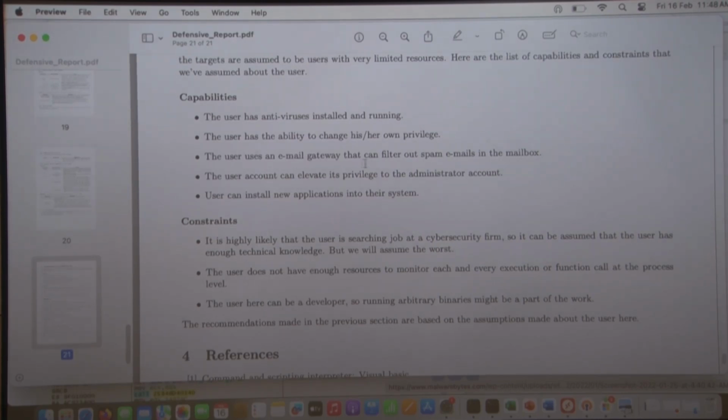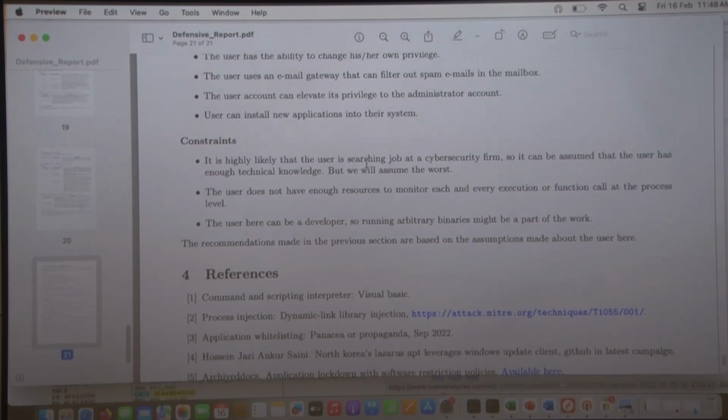The user may be using some email gateway to filter out spam emails. Similarly, we can make assumptions about constraints in the victim environment, like the user does not have enough resources to monitor each and every execution or function call at the process level. If we have this assumption, what exactly are we going to recommend?